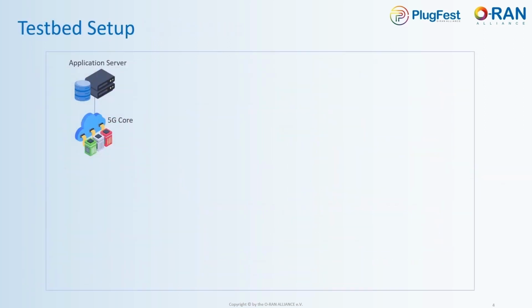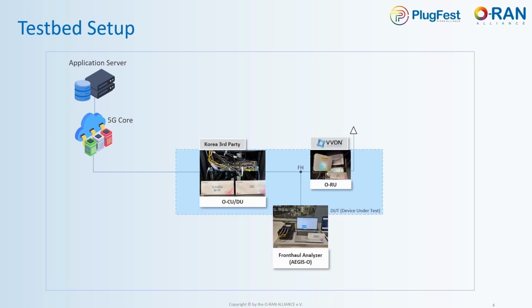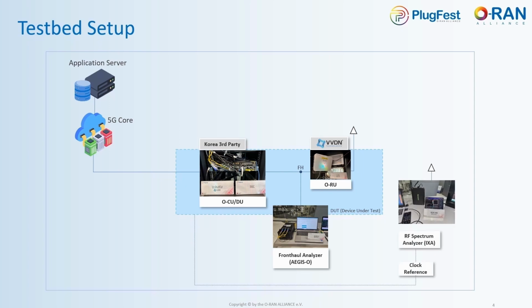Let's take a look at how we set up. We configured the testbed with VVDN-RU and Korea third parties' DU and CU. Application test server was also provided by a Korea third party. The DU and RU were connected with 10G optical cable, and all fronthaul traffic was collected using TAP. The XCAT IXA, a spectrum analyzer, is connected to the GPS antenna, measuring the RU time offset and frequency offset by analyzing the RU signal.